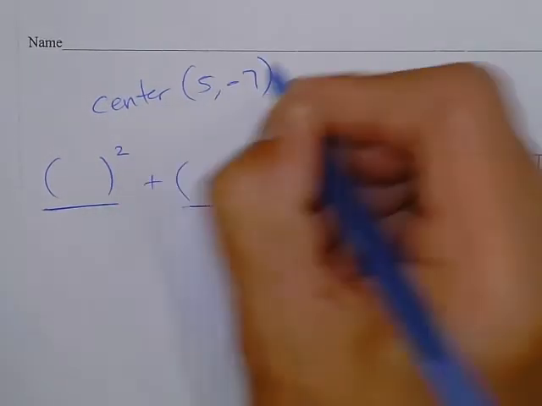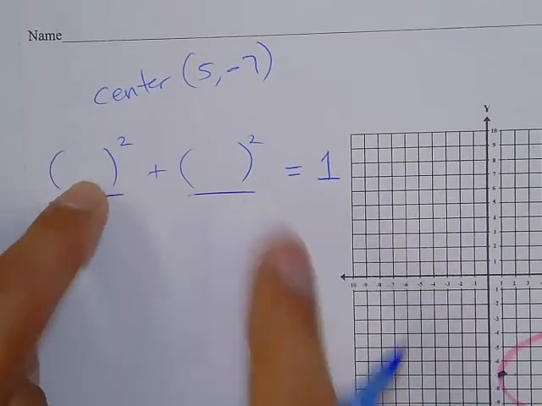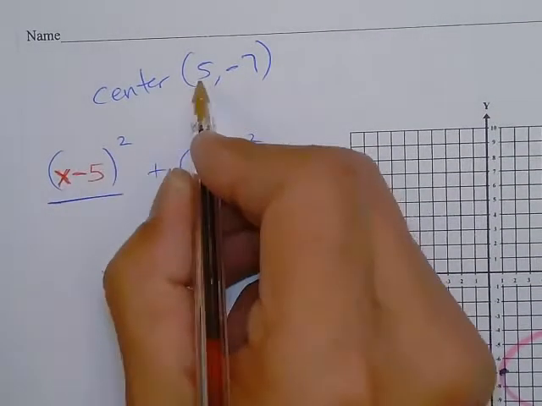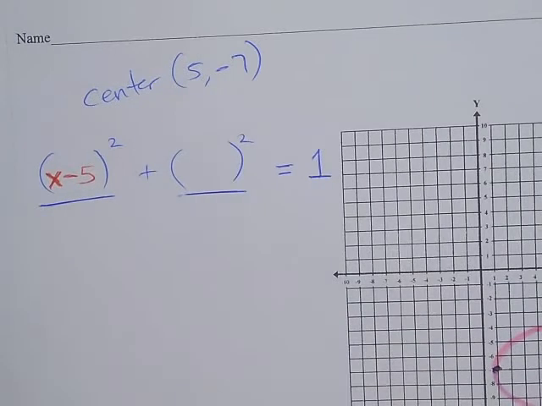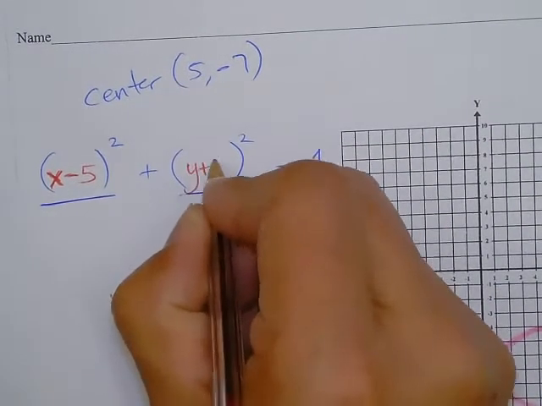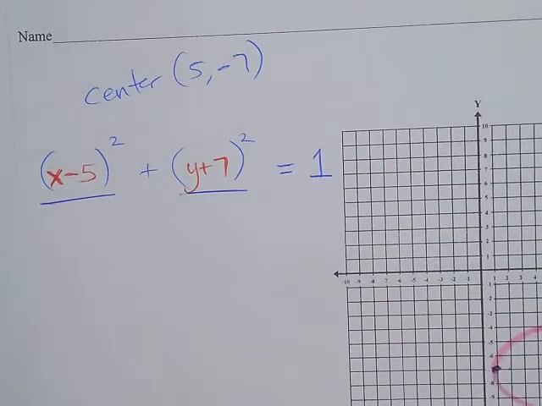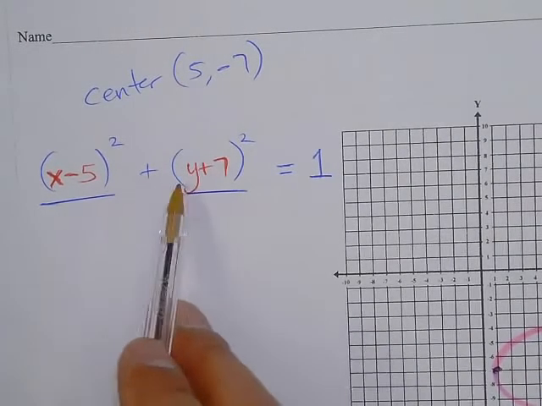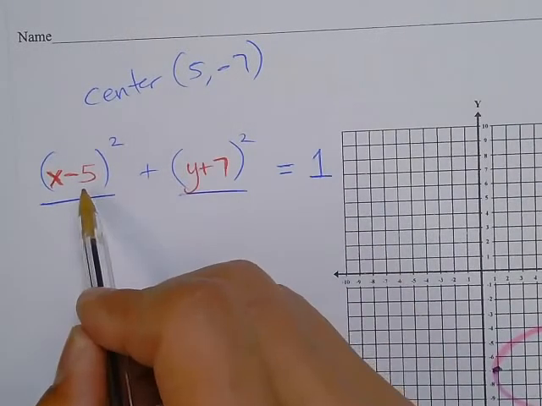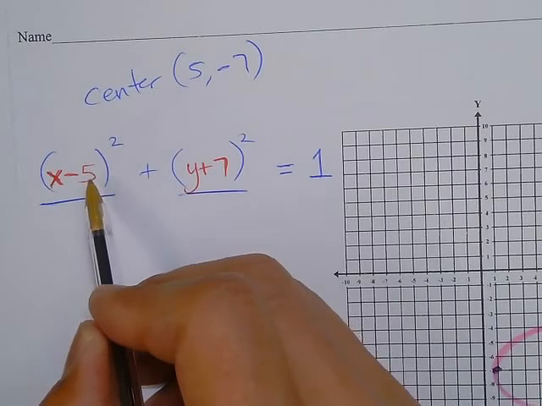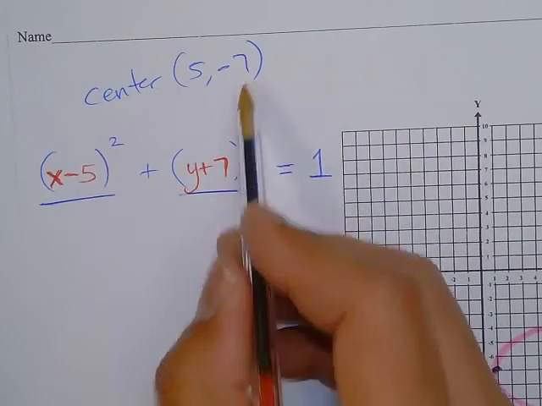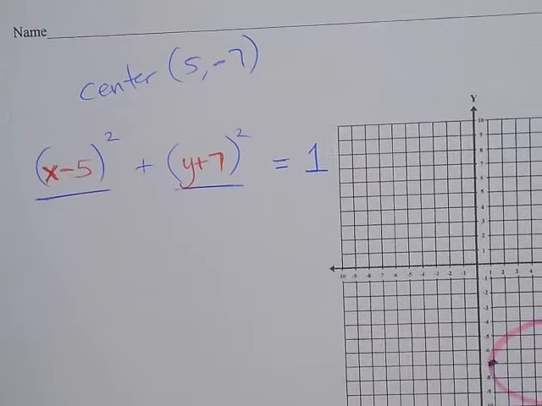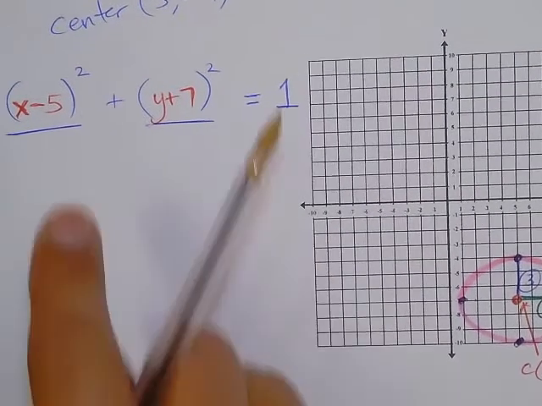Now, if the center is, I'm going to write it over here. If you've already identified the center as 5, negative 7, who could tell me what goes up here? X minus 5, correct. For the x, it's 5, but you write the opposite, correct? Y plus 7. That is correct. Everybody good? See, that's what these numbers are up here. These numbers tell you the center, but it's the opposite. This is positive 5. Over here should be the opposite, negative 5. This is negative 7. Over here for the y should be positive 7, the opposite.